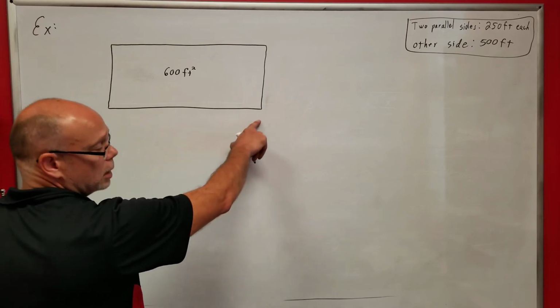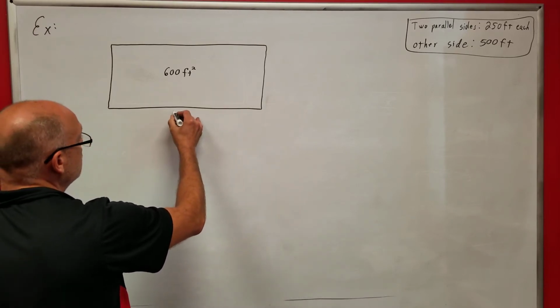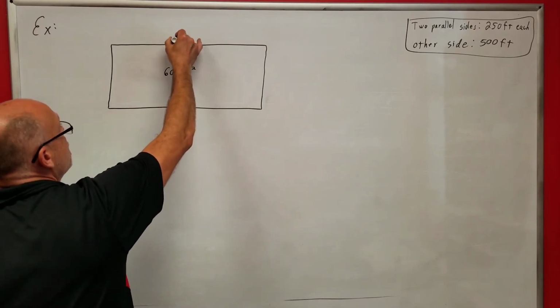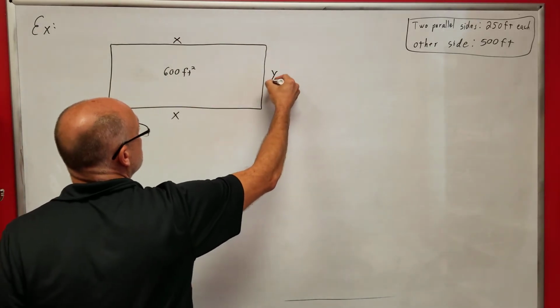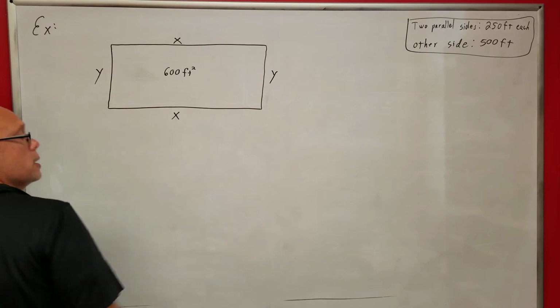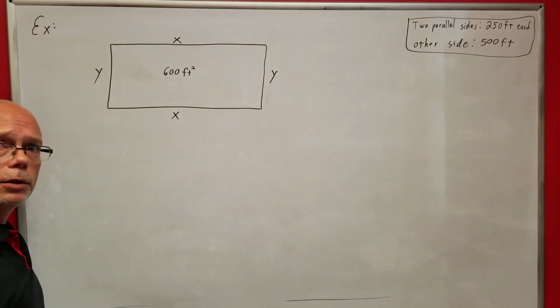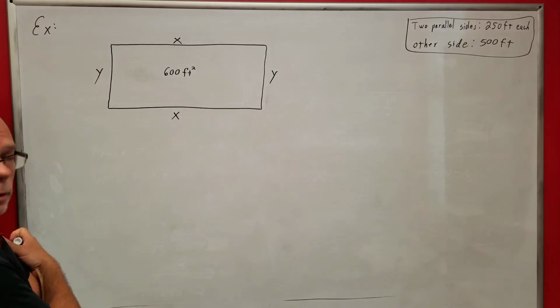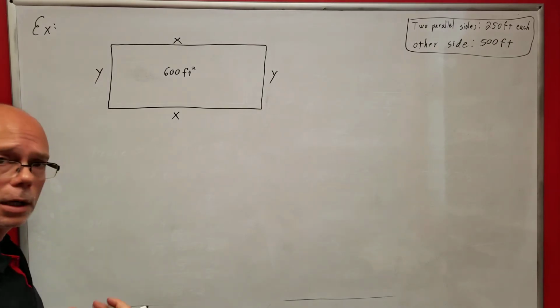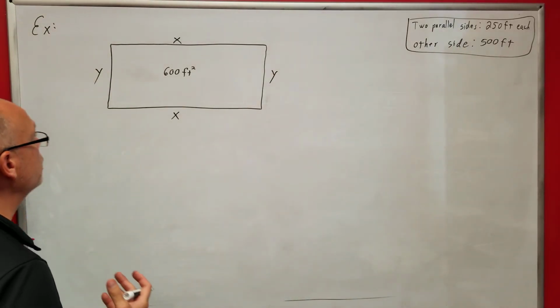So I do not know what the length of this side is. I could call it X. Well, this is the same measurement, so I'm going to call it X. Do not know what this length is. Let's call it Y. Well, we could call this one Y as well, right? Now, three sides need to be built for $14 per running foot, and the fourth side is going to cost us $28 per running foot.